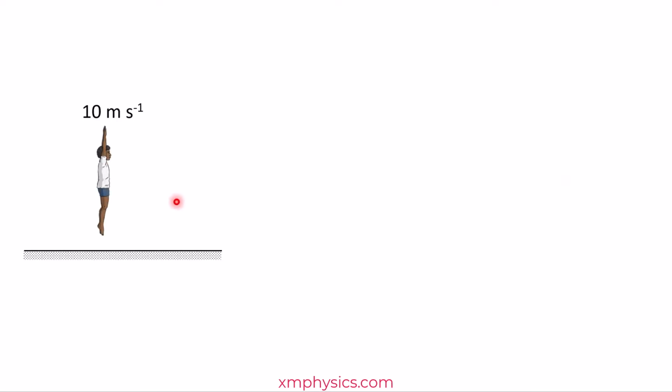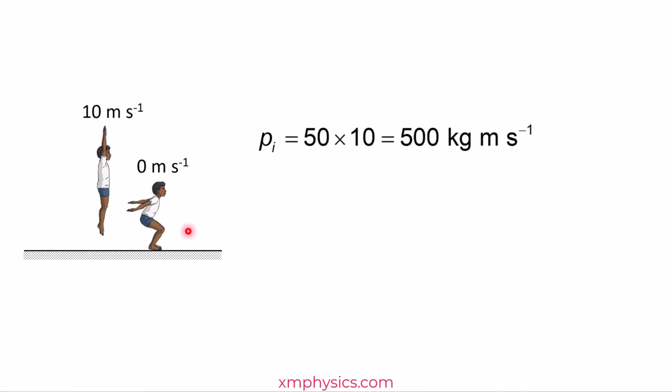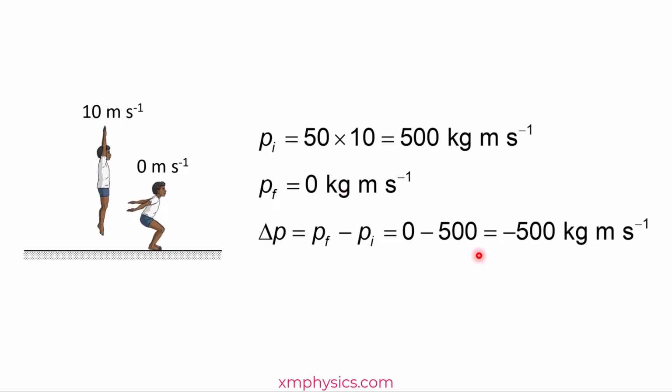So let's say the gymnast just before making contact with the floor was moving at 10 meters per second. I'm assuming the gymnast mass is 50 kilograms, so the momentum just before contact is 500 kilogram meter per second. When the gymnast has come to a rest, its momentum is of course 0, yeah? So the change in momentum turns out to be negative 500 kilogram meter per second. I'm taking downward to be positive. So to produce this change in momentum, what's required is an impulse of negative 500 newton second.